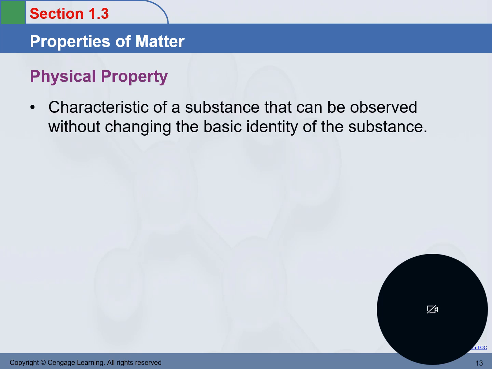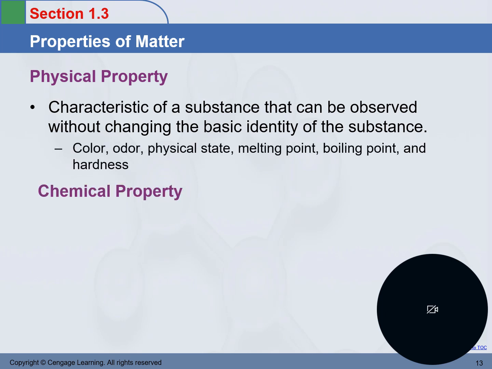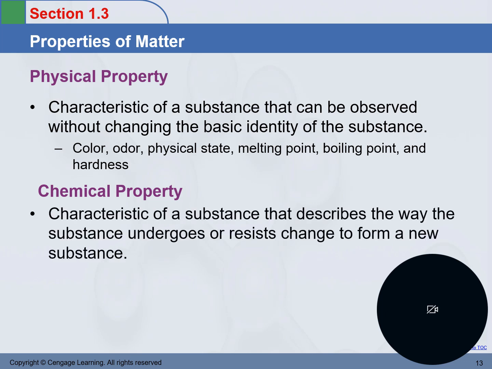To elaborate a little bit more on those two different properties that we mentioned in the last slide, physical properties are characteristics that can be observed without changing the basic identity of that substance. Some examples would be color, odor, texture, taste, physical state, whether it's solid, liquid, or gas, melting points, boiling points, and the hardness of that substance. A chemical property, on the other hand, is a characteristic of a substance that describes how it undergoes or resists changes to form new substances.